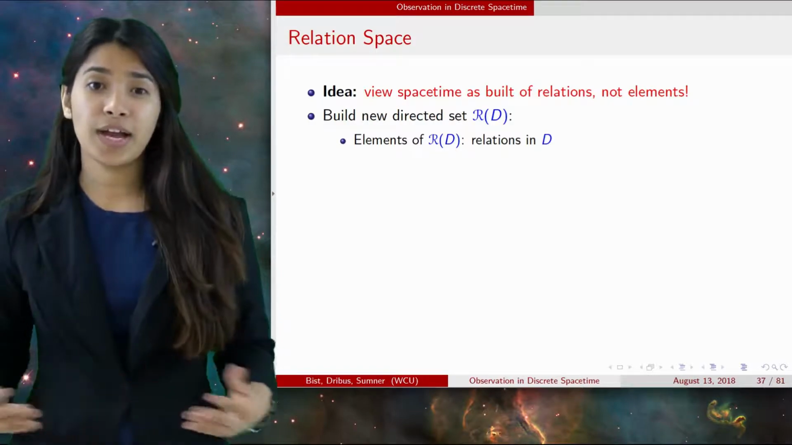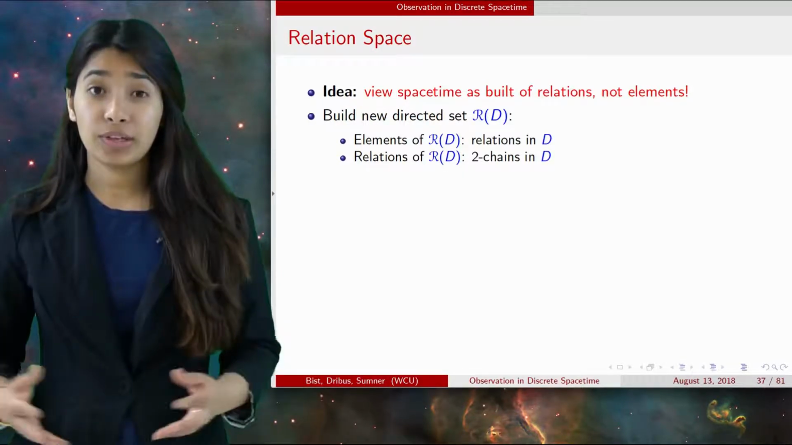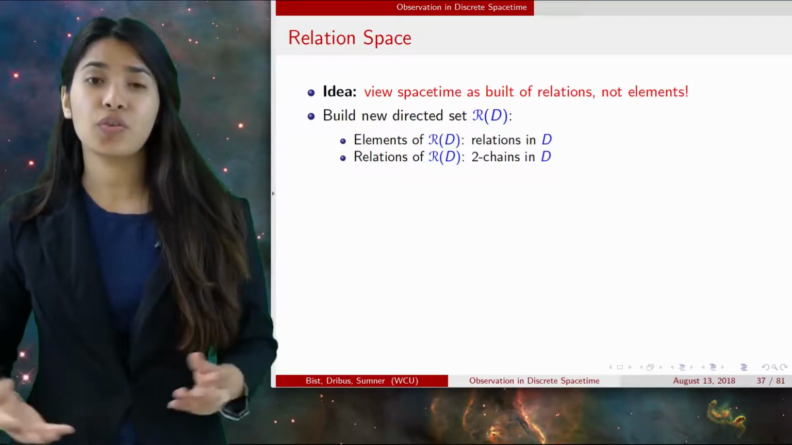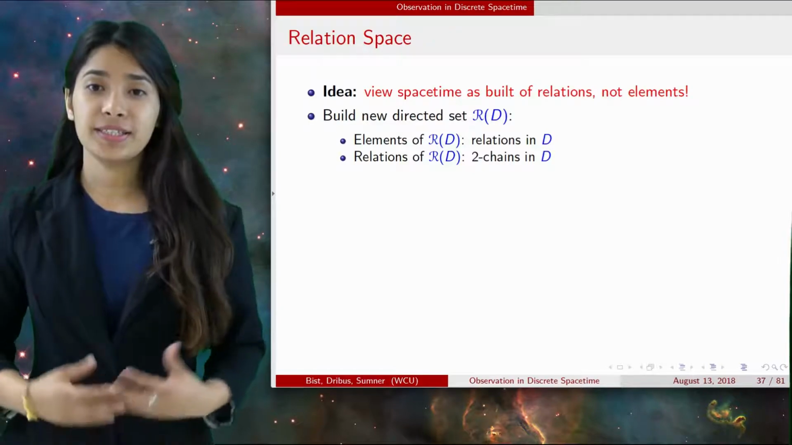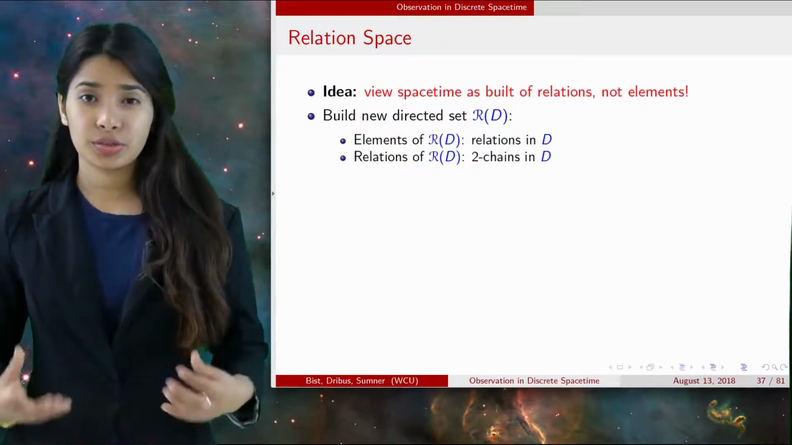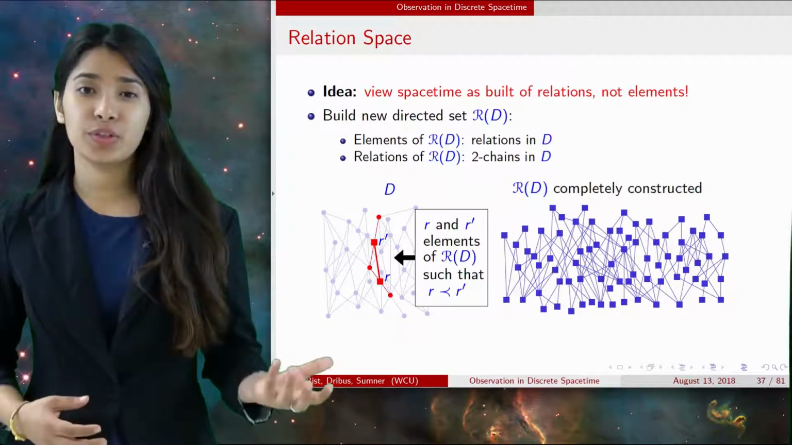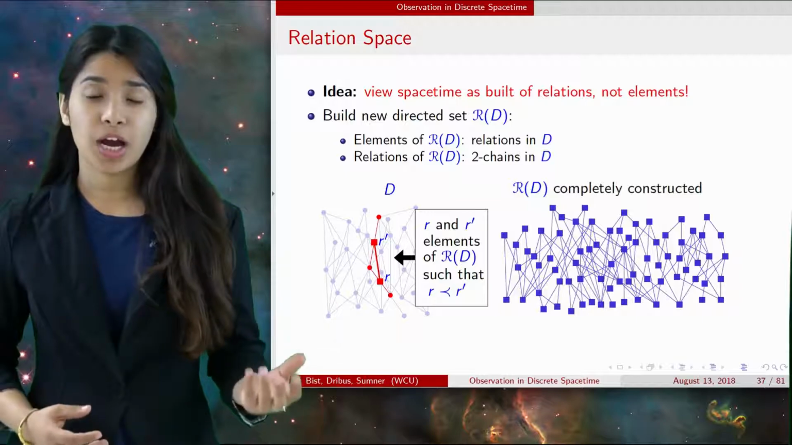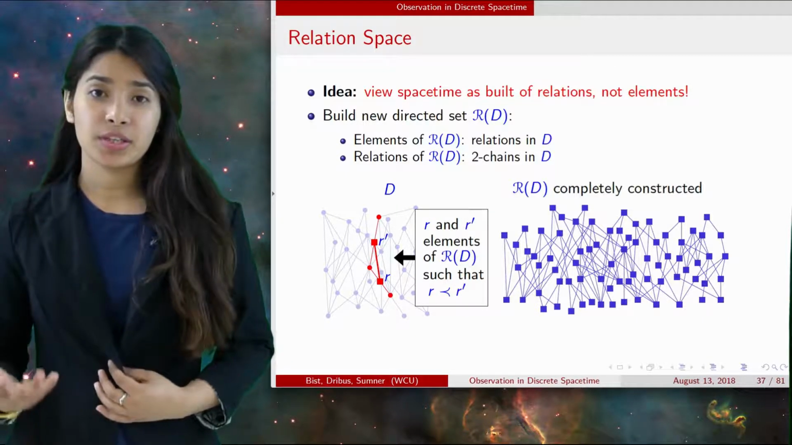Next, we define a relation between two elements in script R whenever the corresponding relations in D itself fit together to form a chain of length 2, called a 2-chain. Another way to say this is that consecutive relations in D induce a higher level relation in script R. In the left-hand diagram, we show how individual elements and relations in script R are constructed. In the right-hand diagram, we show the overall result of the construction.